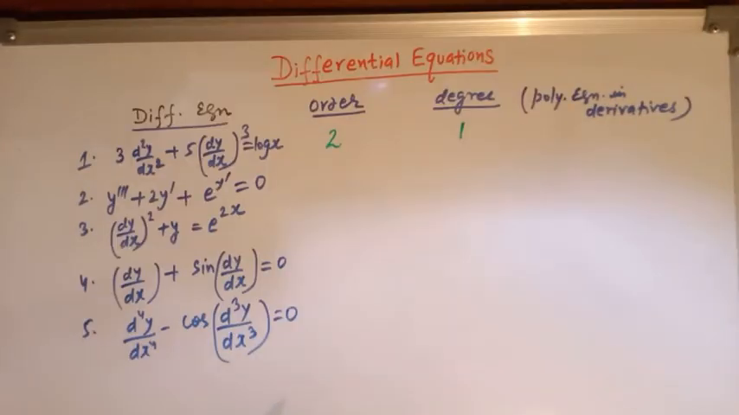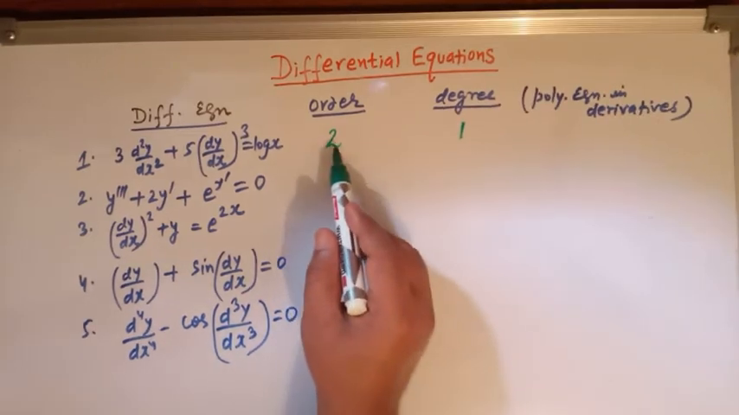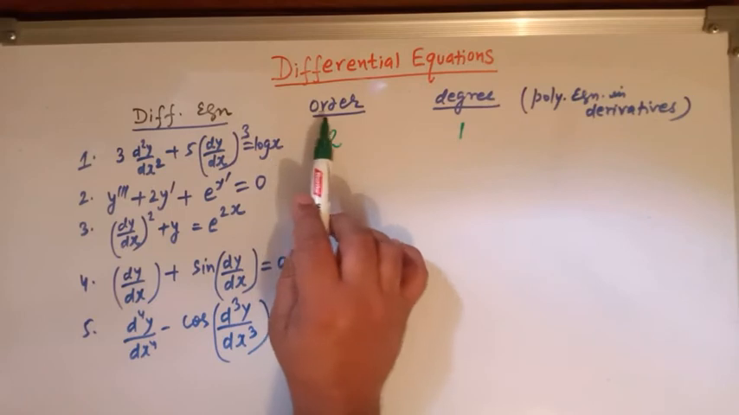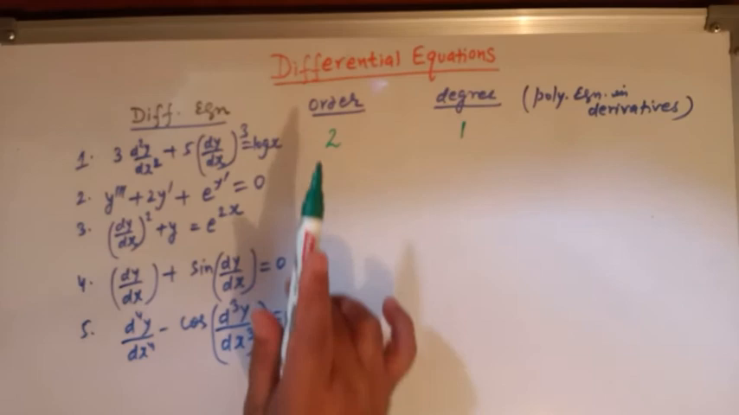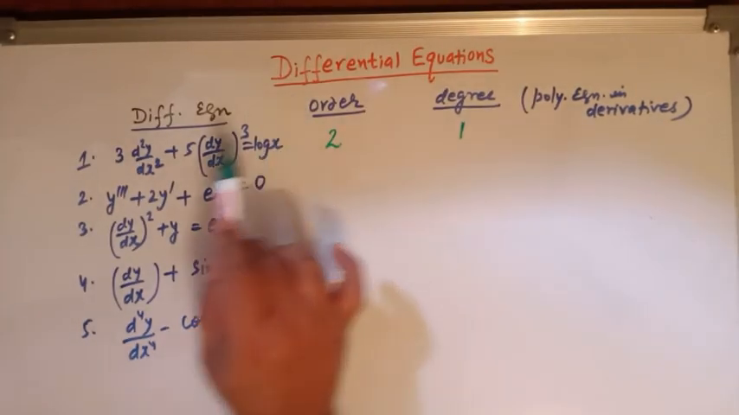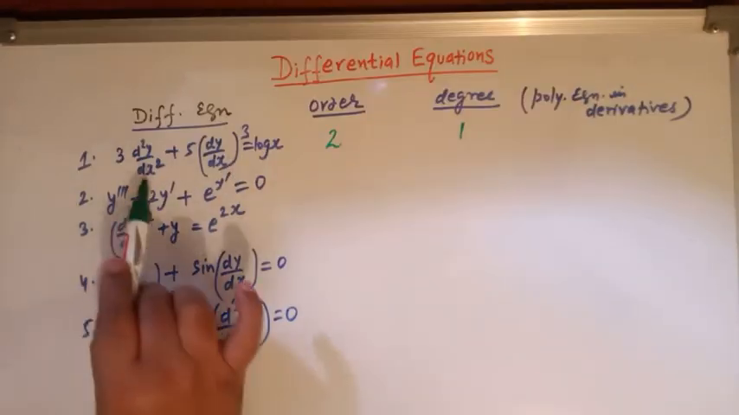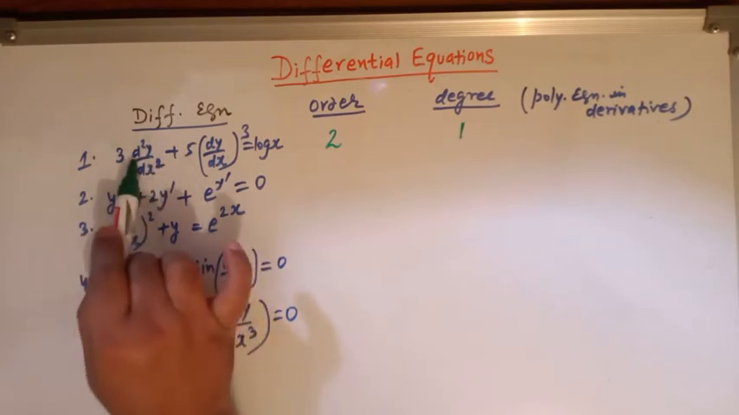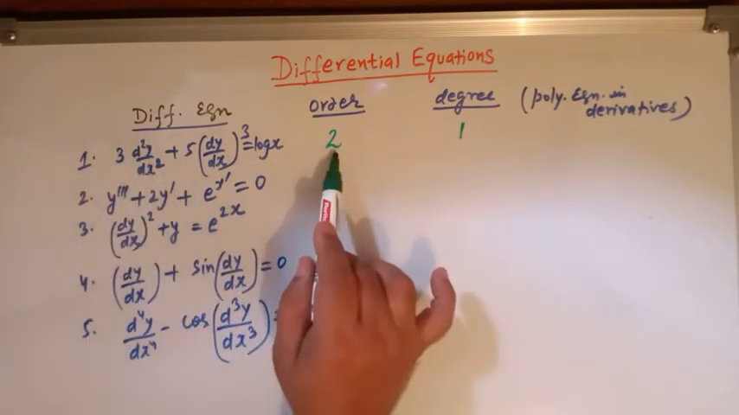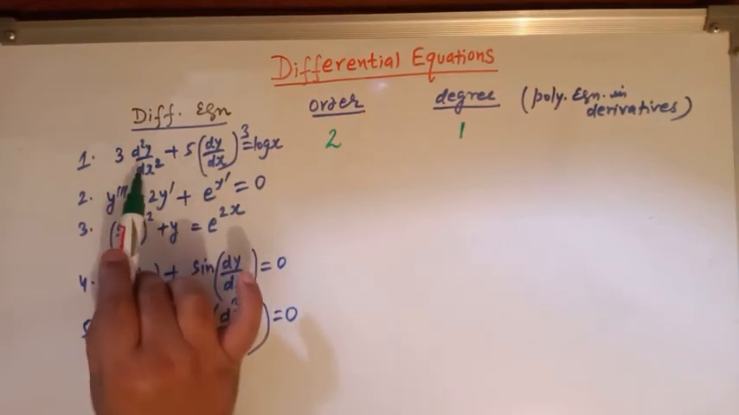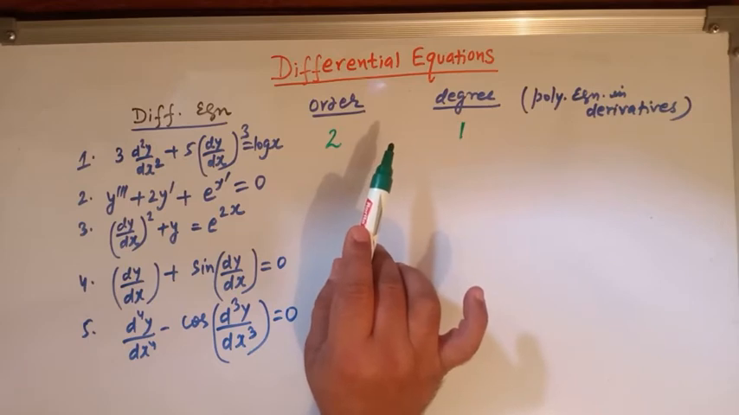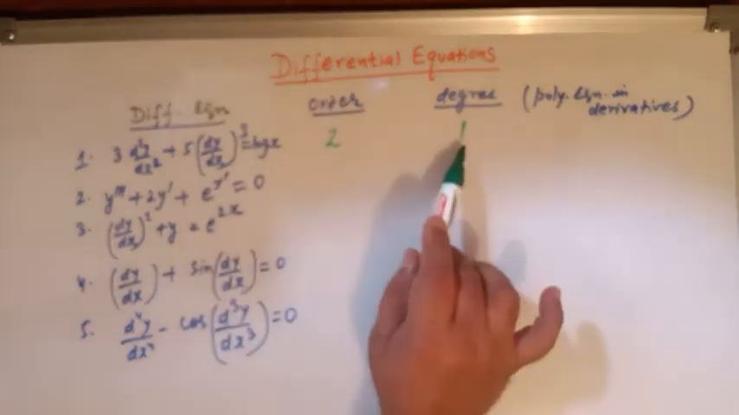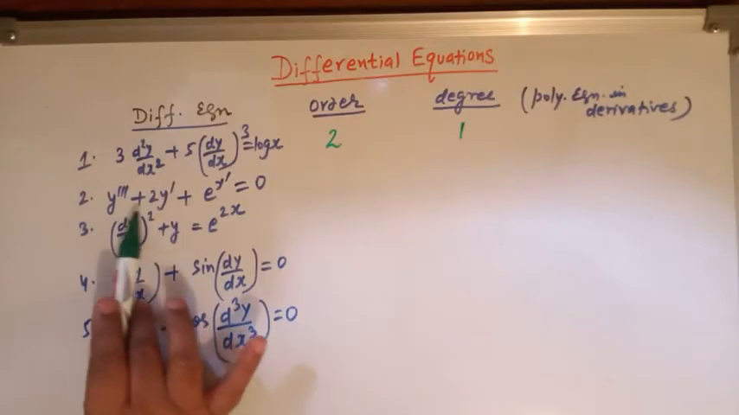Okay. Now as we have seen earlier, as the definition of the order of a differential equation, the order of a differential equation is the order of the highest order derivative occurring in the differential equation. So here the highest order derivative is the second order derivative, so the order is 2, and the degree is the highest power of the highest order derivative present in it, so the degree is 1. Now come to the second one.